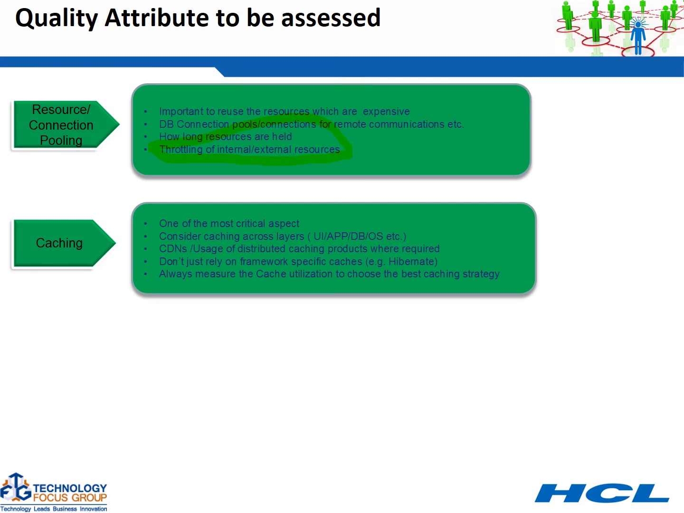Caching is another one of the most critical aspects. Consider caching across layers. It can be UI, app layer, service layer, DB, OS, etc. Then there are facilities like CDNs and distributed caching products and frameworks. So if your application needs those, use these facilities available. CDNs and distributed caching can improve performance by an order of magnitude.